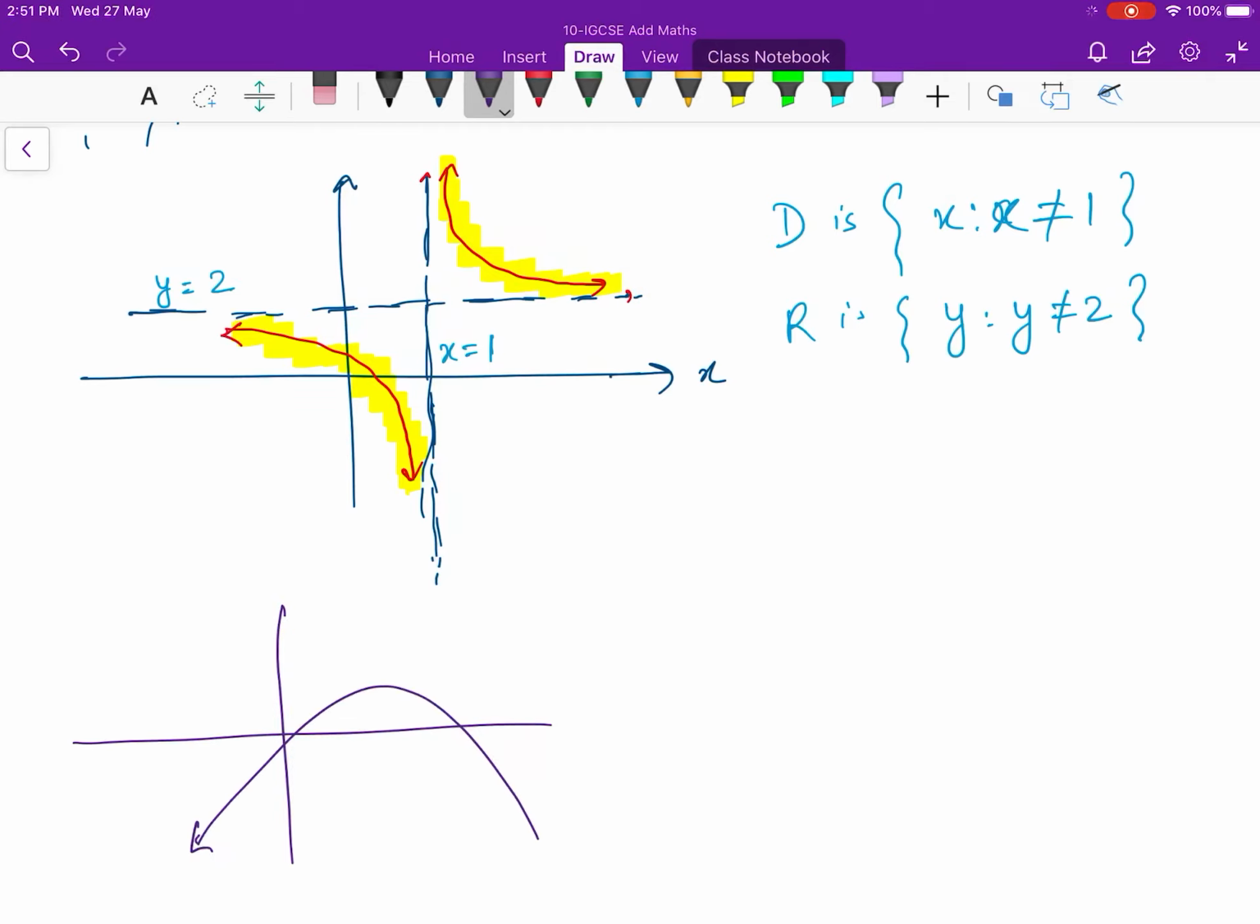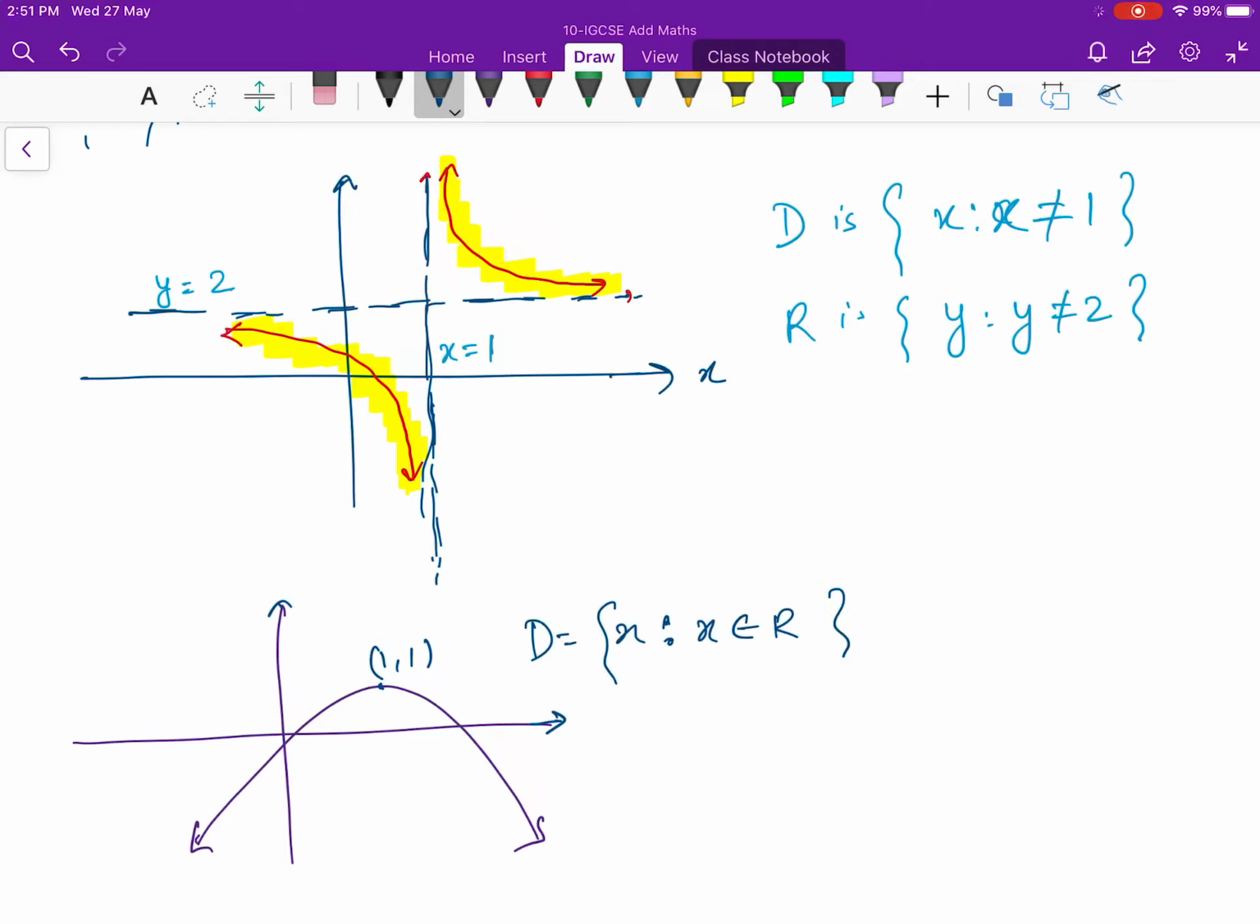Suppose the graph is like this, and the top point is given as, suppose, (1, 1). So what I will say is that this graph is defined for all vertical lines, so x belongs to R is its domain.